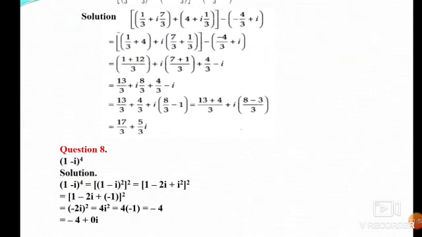Next is 1 minus i the whole power 4. What is 1 minus i the whole power 4? You can write it as 1 minus i the whole square, the whole square. So what is a minus b the whole square? A square minus 2ab plus b square. It is 1 minus 2i plus i square the whole square. You will get 1 minus 2i plus minus 1, since i square is minus 1, so minus 1 the whole square. So on simplification, we will get minus 4. So you can write it as minus 4 plus 0i.